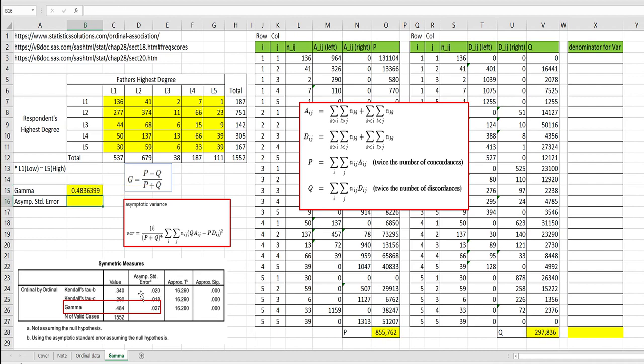Right. So this is the SPSS output. As you can see, we have got the same result.